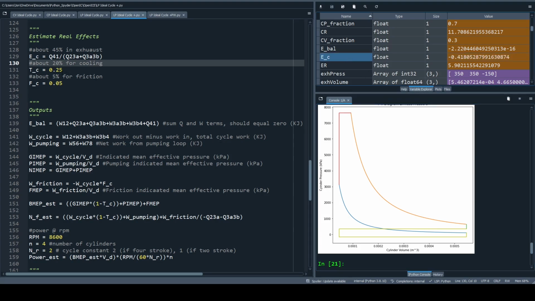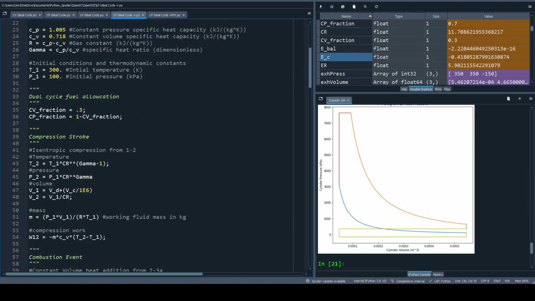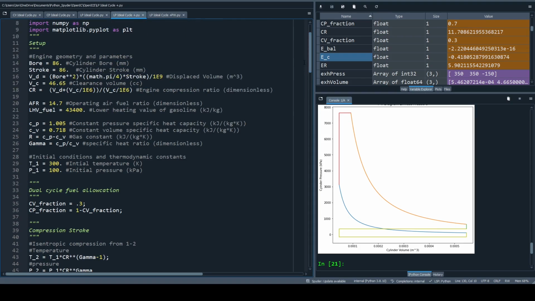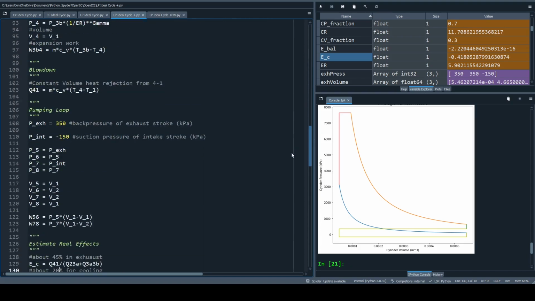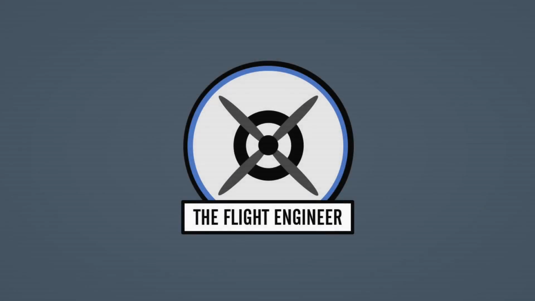But anyway, you can play with all these factors. You can play with your engine speed, your number of cylinders, and then even go back up and start playing with your CV fraction, and of course the engine geometry here. So a lot that we can do with this, but we'll leave it there for now. That's about all I have for ideal cycles.